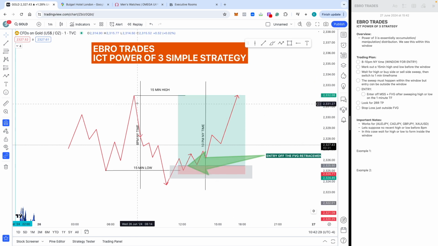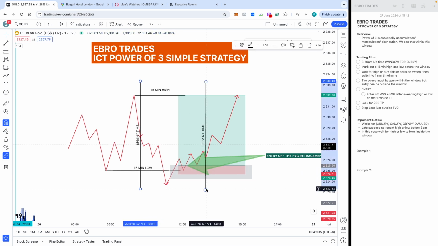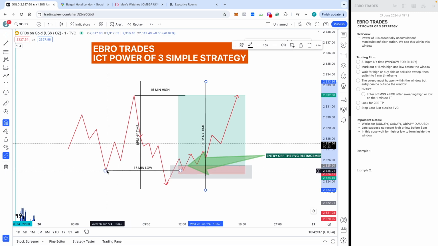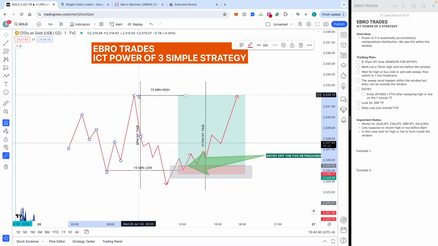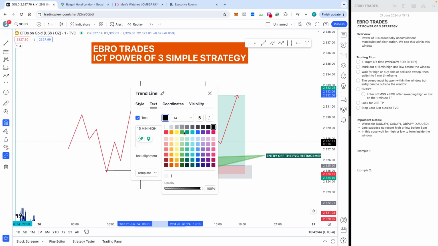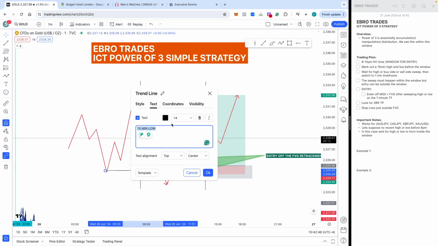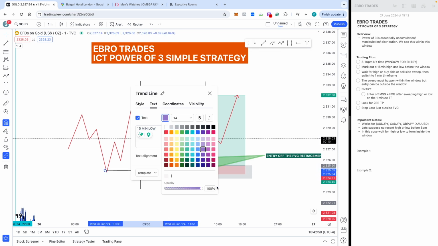We are marking out our 15-minute high and low just before our trading window. So this is 8 p.m. New York time. This is 10 p.m. New York time. We are marking out the 15-minute low and the 15-minute high. And you can see we've done that here. We can even change the color of this just to make it a little more clear. So this is our 15-minute high. This is our 15-minute low.